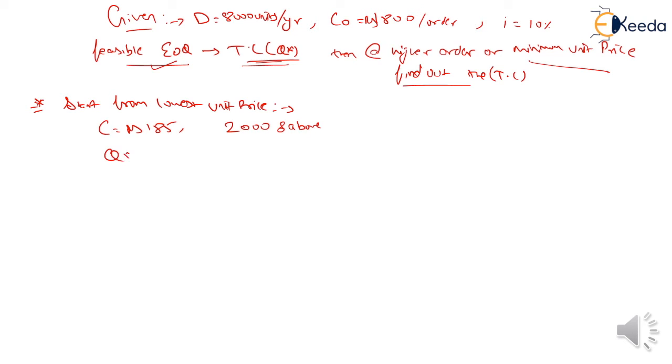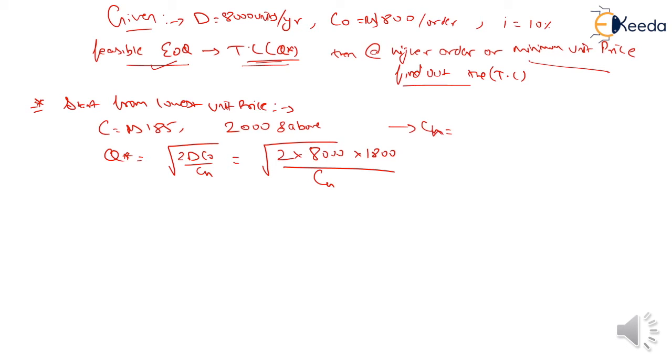So we can easily calculate Q star, which is the square root of 2D C0 by CH. D is given as 8,000 units per year, and C naught is given as 1800. Here CH is I% of C, I is 10%, and C, the unit cost, is rupees 185. So 0.1 into 185 is 18.5 rupees per unit per year, which is your CH, the holding cost.